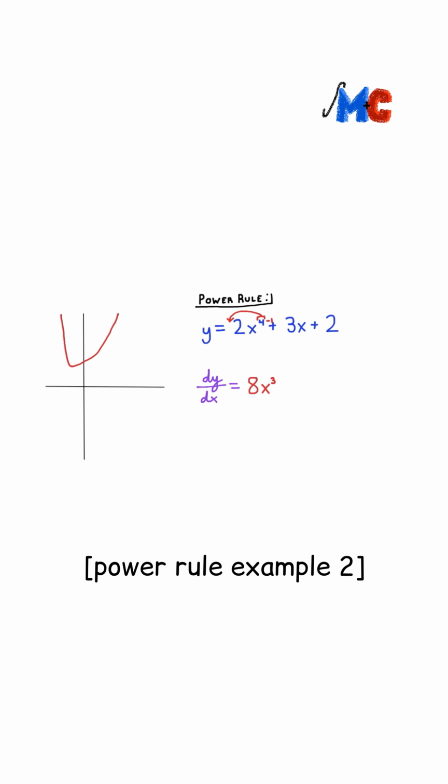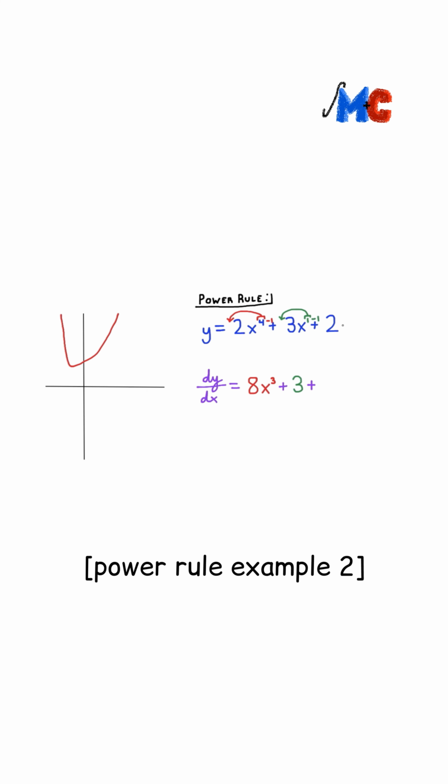Now we'll move on to our next term of 3x. 3x is the same thing as 3 times x to the first power, since anything to the first power is itself. This means our exponent is 1, so we'll multiply our exponent of 1 out front, meaning we have a coefficient of 3. We'll now subtract 1 from our exponent, meaning our new exponent is x to the 0th. Since anything to the 0th power is equal to 1, this whole term is just equal to 3 times 1, which is just 3.